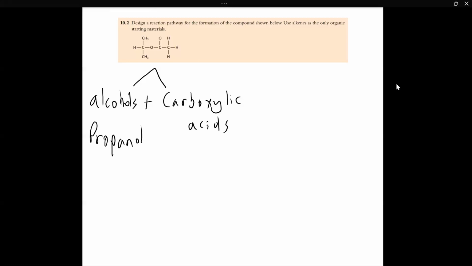And what about the carboxylic acid? What carboxylic acid are they using? Well, there are 2 carbons in this carboxylic acid, so it's going to be ethanoic acid.